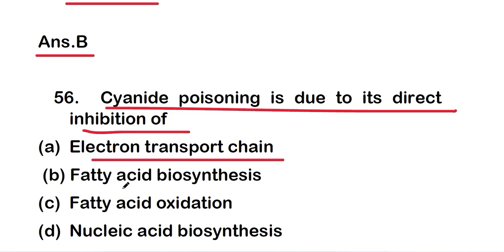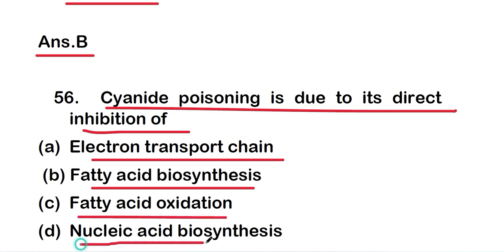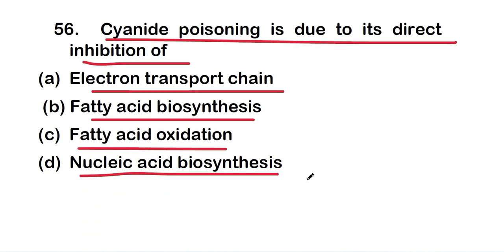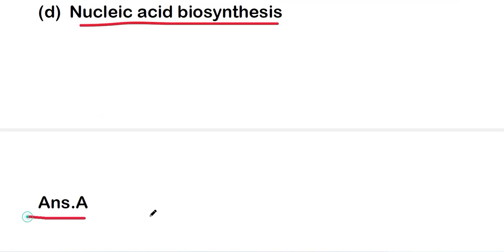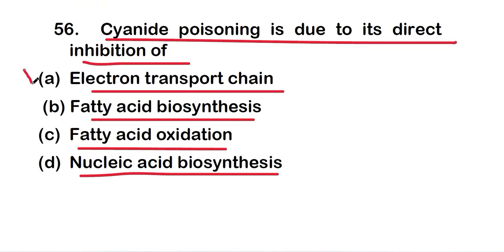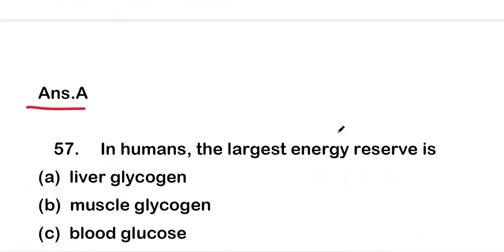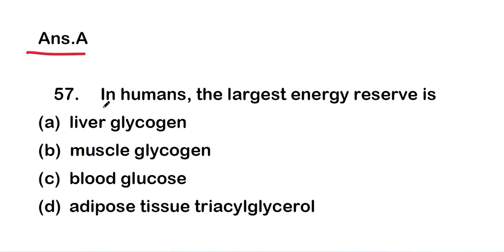So next question is question number 56, that is cyanide poisoning is due to its direct inhibition of option A electron transport chain, or option B fatty acid biosynthesis, option C fatty acid oxidation, option D nucleic acid biosynthesis, and the right answer is option A, that is electron transport chain. So cyanide poisoning is due to its direct inhibition of electron transport chain. So let's move on to the next question, that is question number 57.